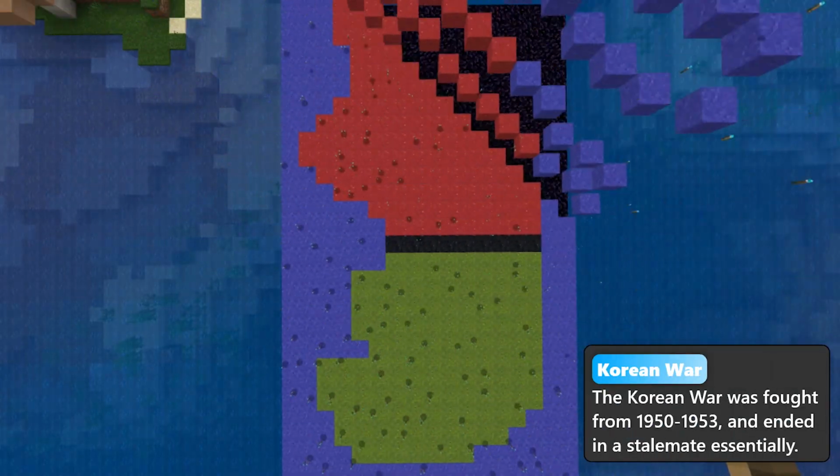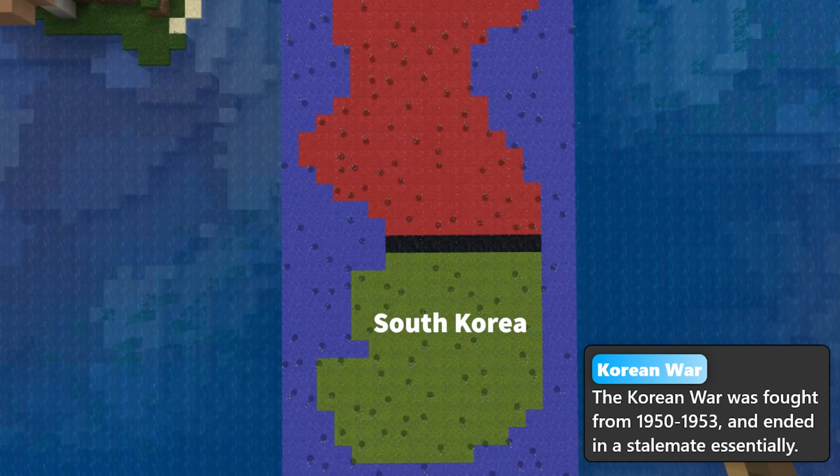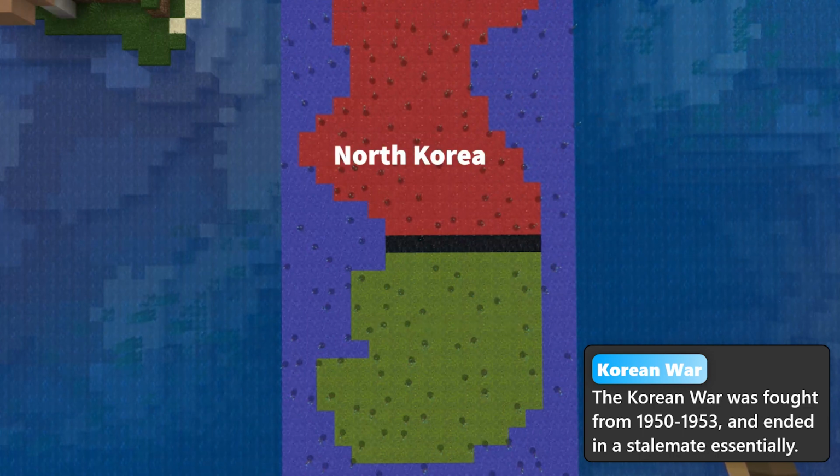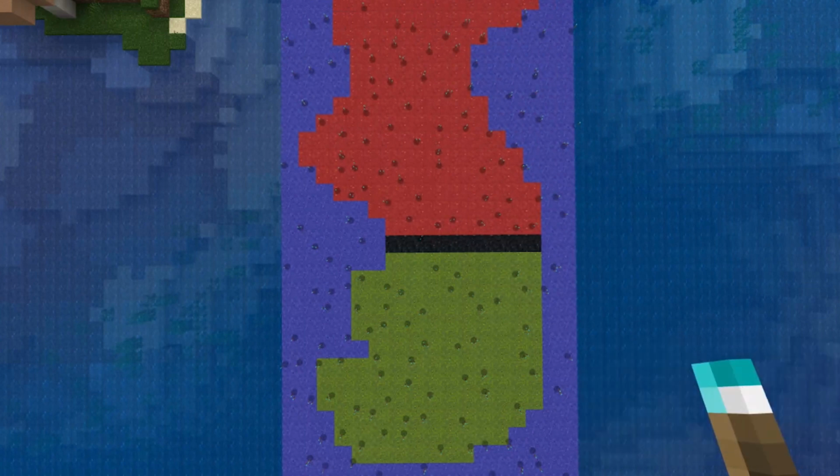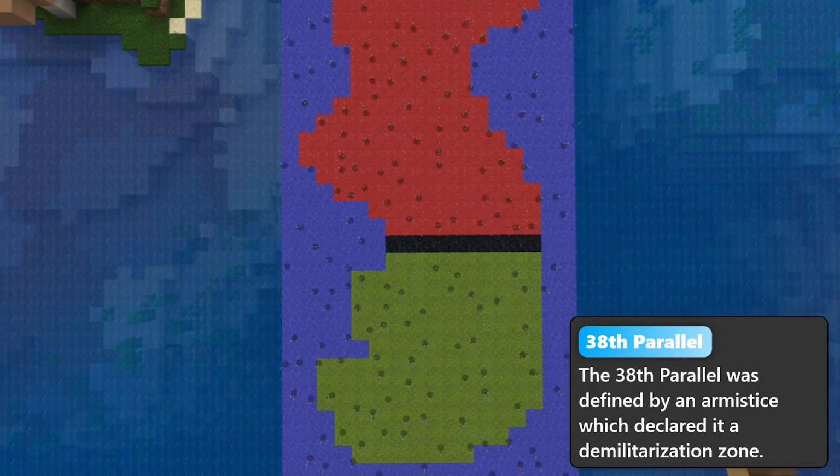Korean War. The United States primarily supported South Korea, while the Soviet Union and China supported North Korea. Overall, the Korean War ended up being a stalemate and resulted in the 30th parallel. The 30th parallel was an armistice sign to basically end the war. However, it was not true.